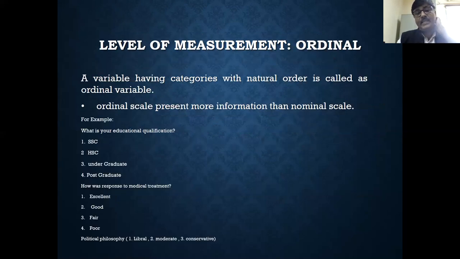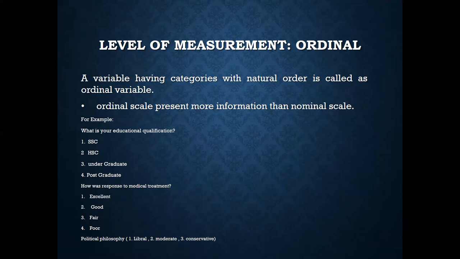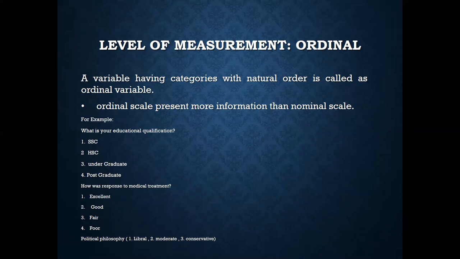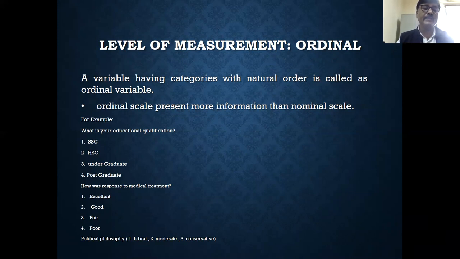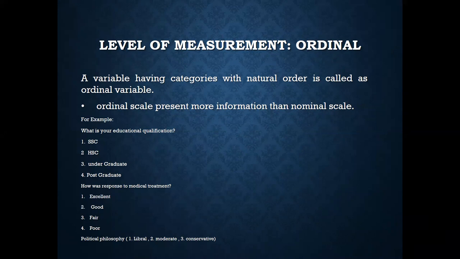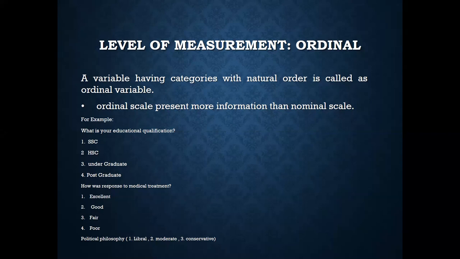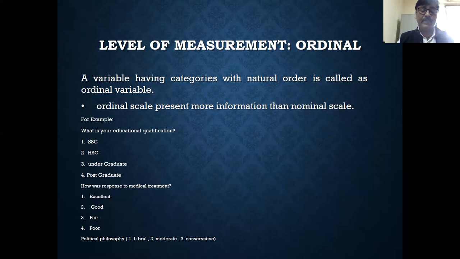Now the second level of measurement is the ordinal scale. In the hierarchy, interval and ratio scales are higher in rank, and they give more information from the data. And how do we distinguish the nominal scale and ordinal scale? A variable having categories with a natural order is called an ordinal variable. For example, I have written here educational qualification, because there is a natural order. When you read this variable, it is SSC, HSC, undergraduate and postgraduate.